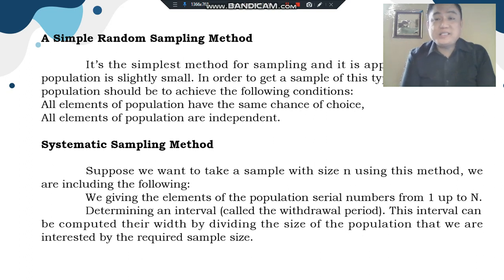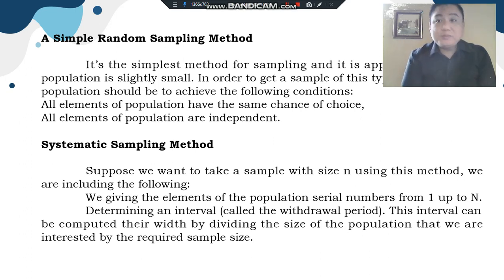For the systematic sampling method, suppose you want to take a sample in size and using this method, we're giving the elements of the population serial numbers from 1 up to n, determining an interval called the withdrawal period. This interval can be computed by dividing the size of the population by the required sample size. So almost the same with the simple random sampling method, except there is an interval.